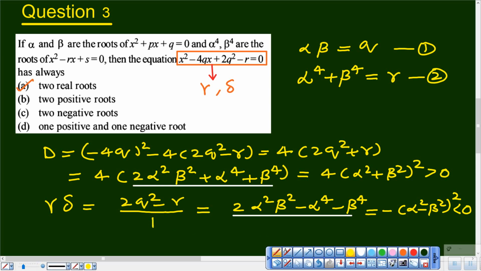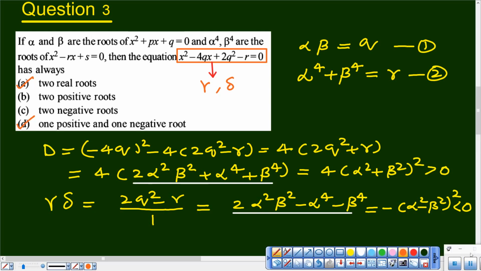Okay. That means the product of the roots is negative. It can only happen when one of the numbers is positive and the other is negative. That means option D is also correct: one positive and one negative root. This question has two correct options. Let us take the next question.